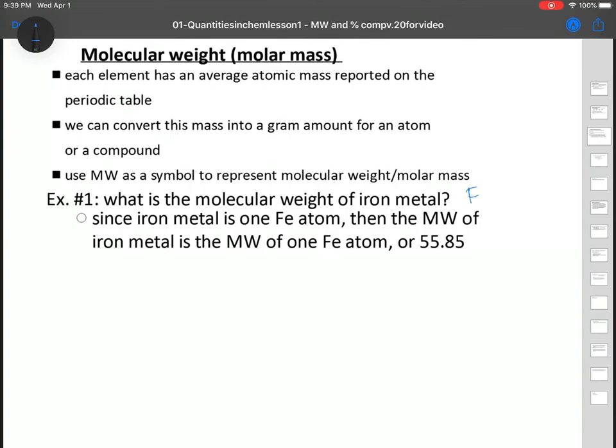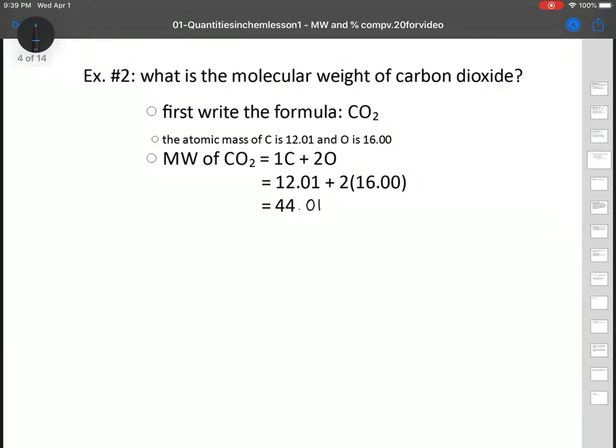So iron metal has the formula Fe. So you go to iron, which is number 26, and on the periodic table in the top right hand corner, if you use our periodic table, it says 55.85. So what happens when you have a compound? Again, you need to know the formula, which is why we reviewed naming this year.